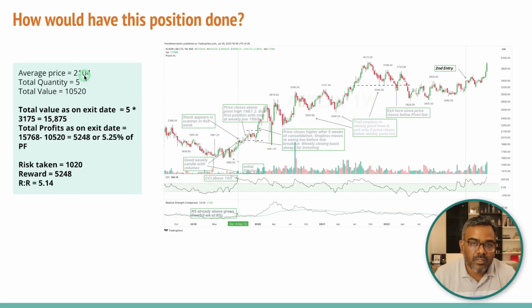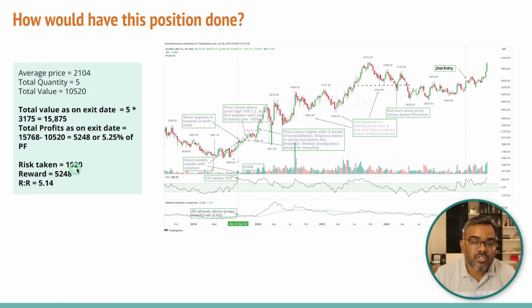Okay. So how would this position have done? Average price was 2104. We bought 5 shares for 10,520 rupees. So we exited here, and the share price was 3175. That weekly close was 3175, so we made a total value of 15,875. So total profit is 15,875 minus 10,520, which brings us to 5,248, which is a net return of 5.248% of your overall capital, which brings us to a risk reward of 5.14.